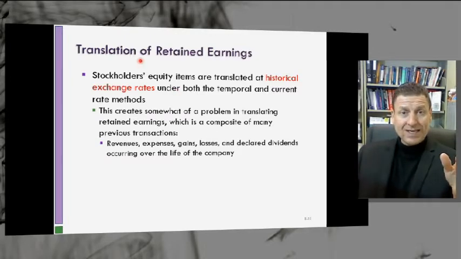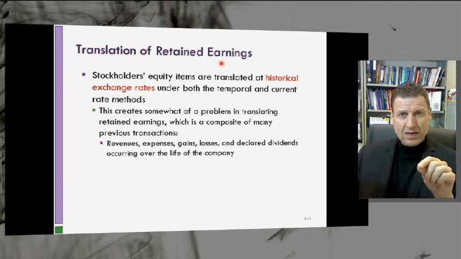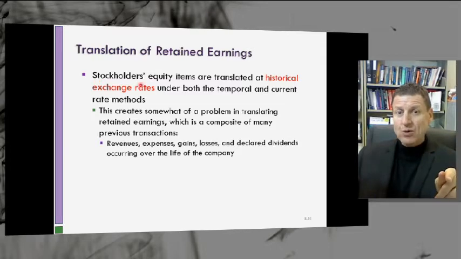Furthermore, we've got a translation of retained earnings. We need to think about this because in a minute I'm going to tell you how retained earnings plays a role in the adjustment entry. So let's go through what this means here. Stockholders' equity items are translated at historical exchange rates under both the temporal and current rate methods.